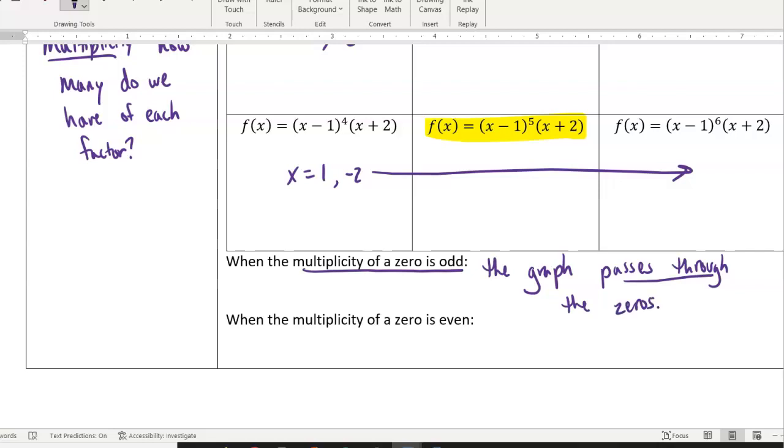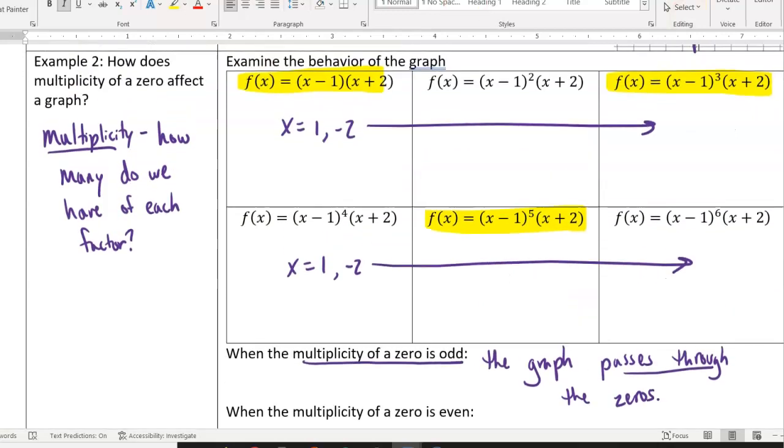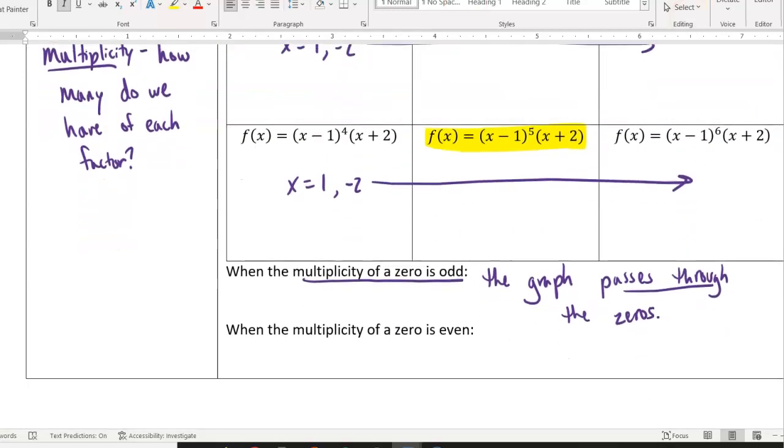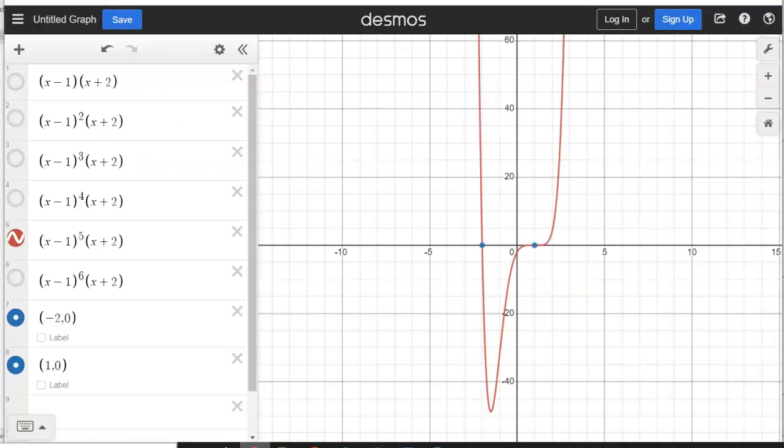All right, but you might think, well, isn't that what was always happening? Well, what if the multiplicities are even? And that would be looking at those other three graphs that I didn't highlight here. We're going to look at those now. So let me go back to my graphing screen. Let me select those that are even.